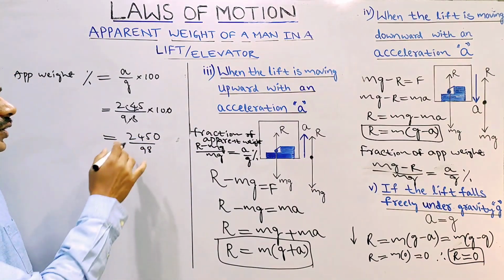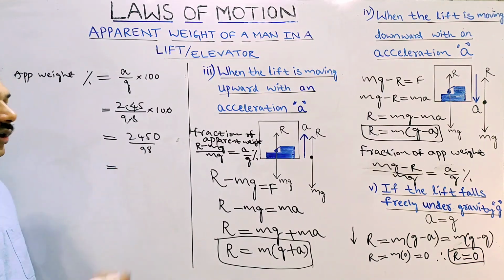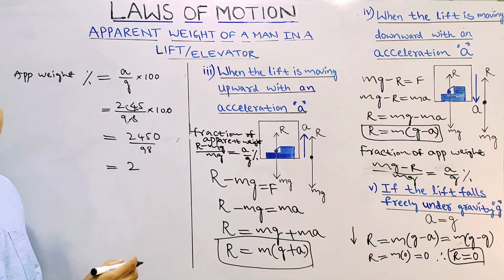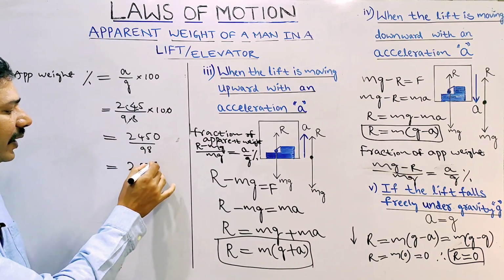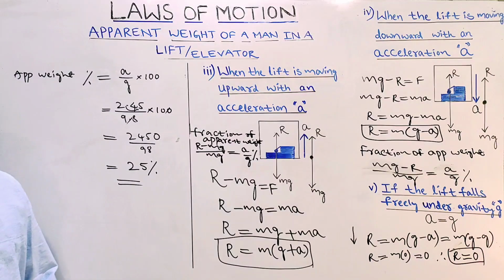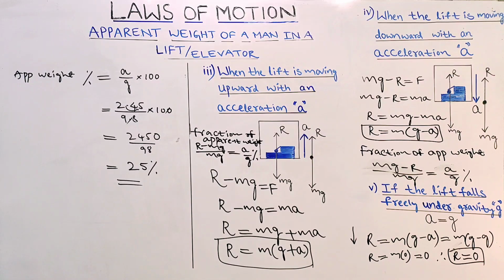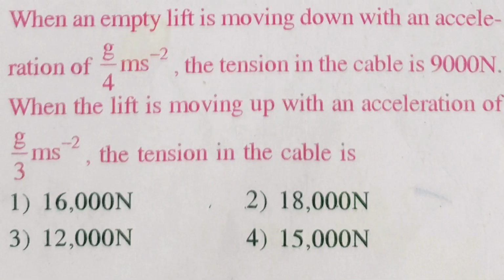Okay, so 2450 divided by 98. What happens exactly? How much will we get? 25% we'll get. So in the options, the apparent weight percentage is 25%. So the second option is the correct option. Okay, next one you can continue.